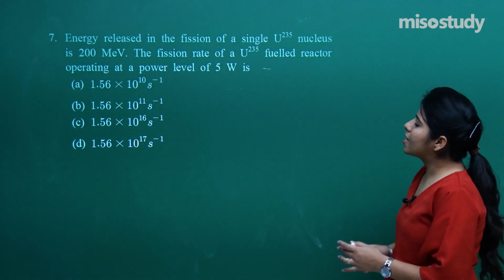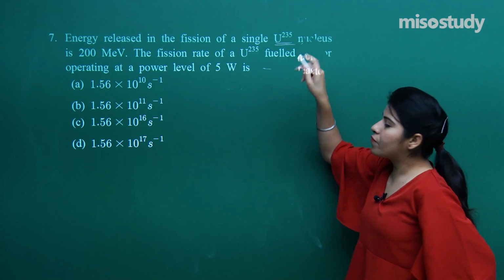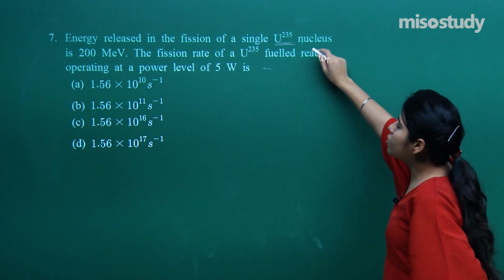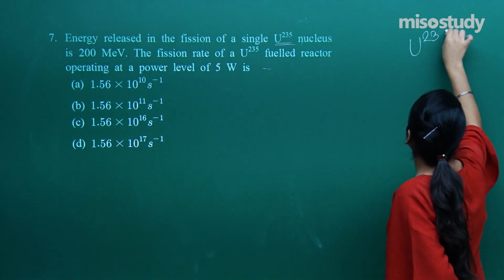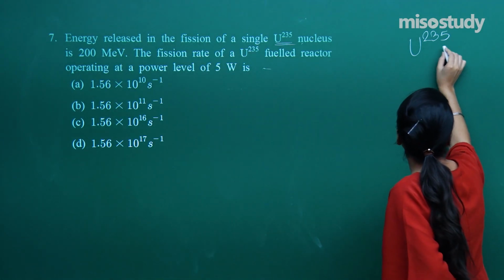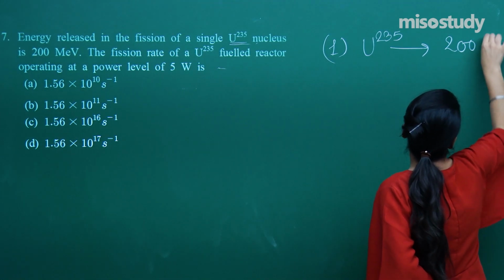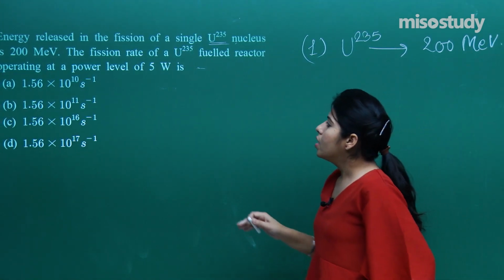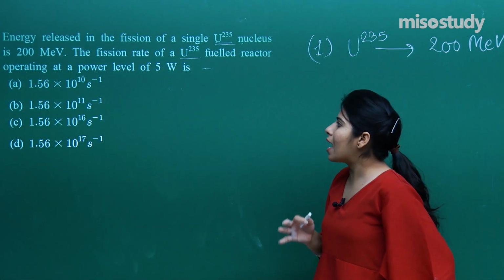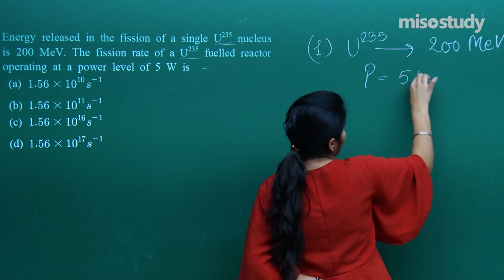Question number 7 says that the energy released in the fission of a single isotope of uranium, U-235 nucleus, is 200 mega electron volt. From one single U-235 nucleus, the energy released is 200 mega electron volt. Now the fission rate of a uranium-235 fueled reactor operating at a power level of 5 watt is what? Power has been given as 5 watt.